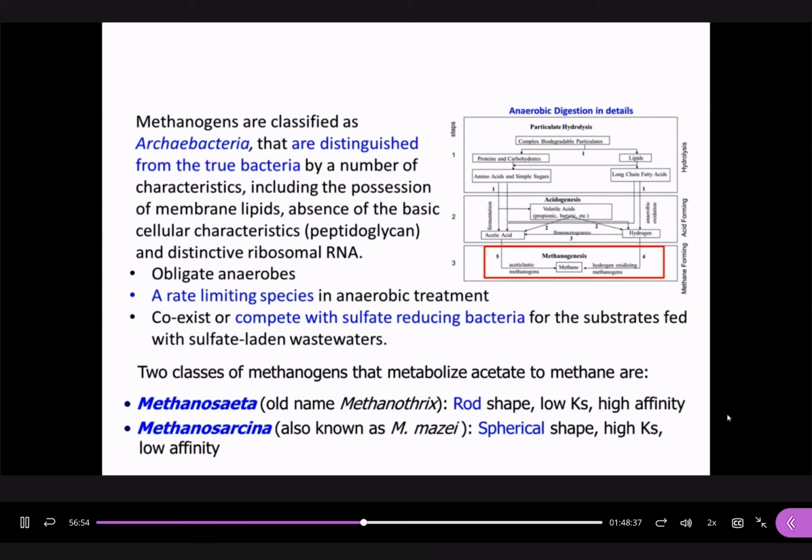A rate-limiting species in anaerobic treatment, the last step is a rate-limiting step. Coexist or compete with sulfate-reducing bacteria for the substrate fed with sulfate-laden wastewater. Both are reduction reactions. Compete for the electrons. 2 classes of methanogens that metabolize acetate to methane are: first type, Methanosaeta. It's rod shape, low Ks, and higher affinity. Second type, Methanosarcina, right? Spherical shape, high Ks, and low affinity.